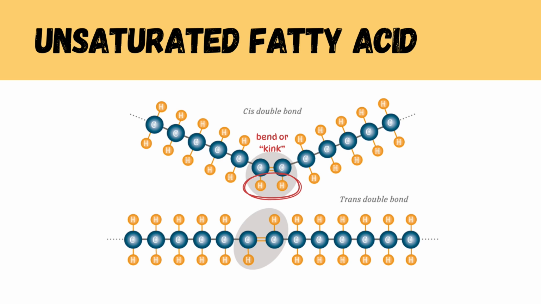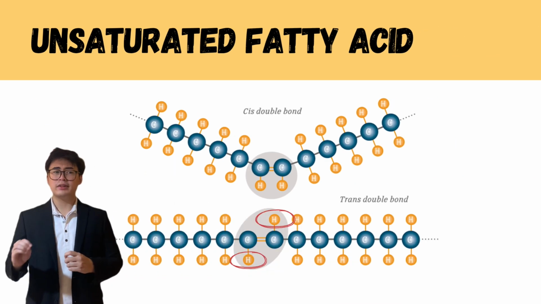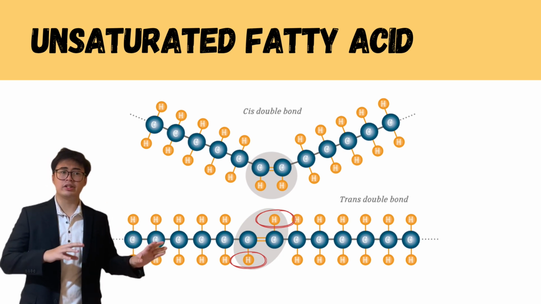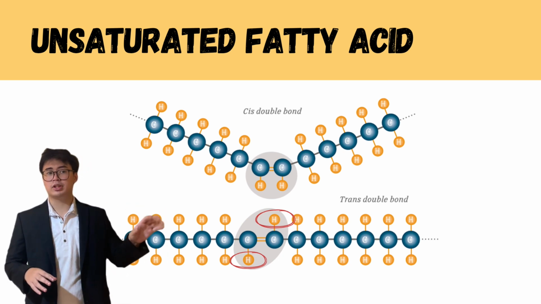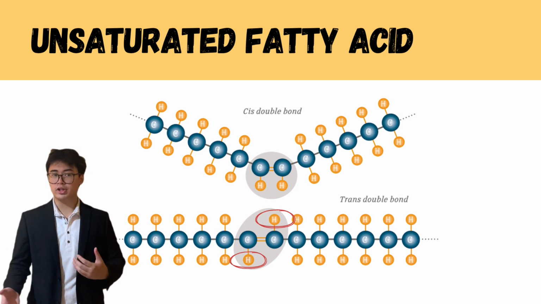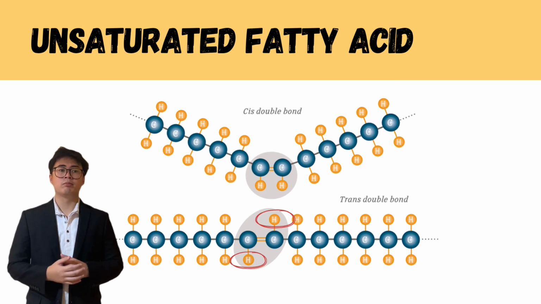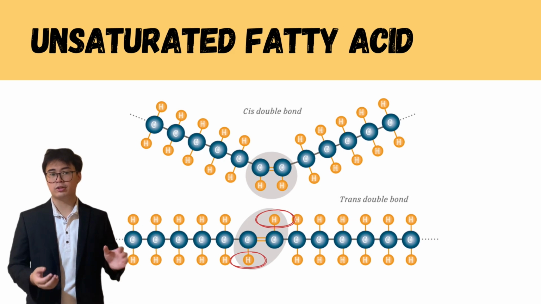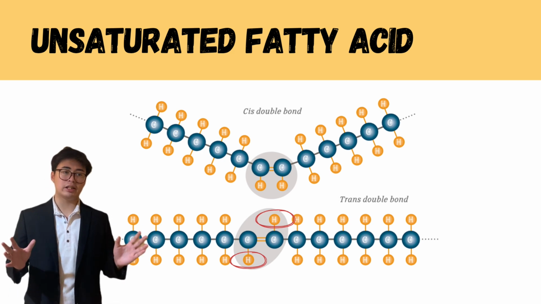Imagine your knee bending. Now compare that with the trans configuration. Here, the hydrogen atoms are on opposite sides of the double bond. This is called opposite side arrangement, allowing the chain to remain much straighter, or more linear rather. Think of it as a straightened leg.